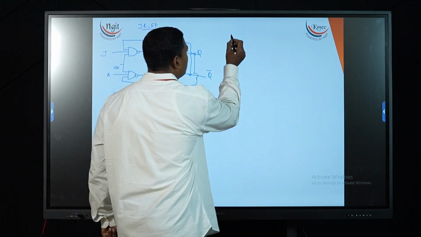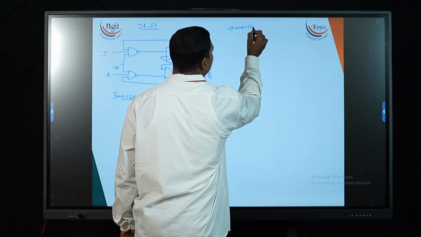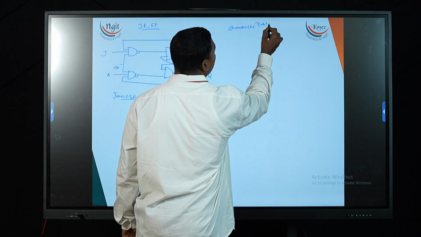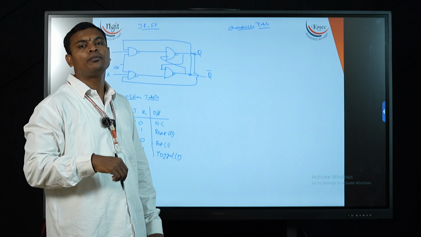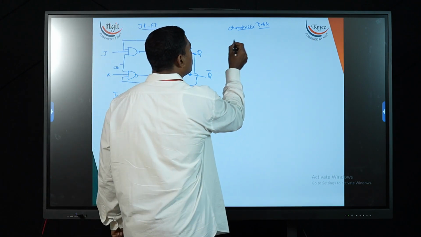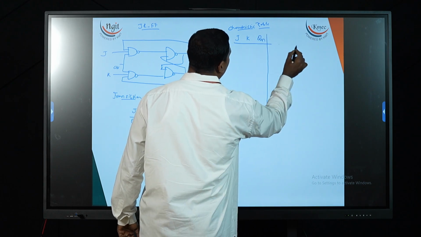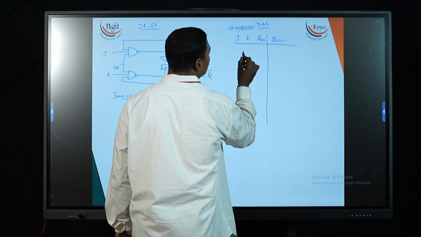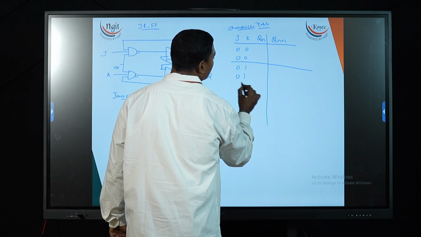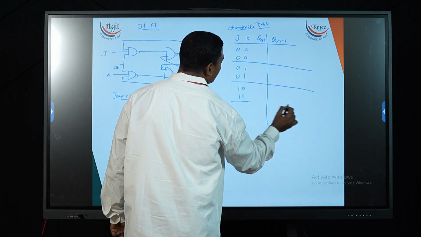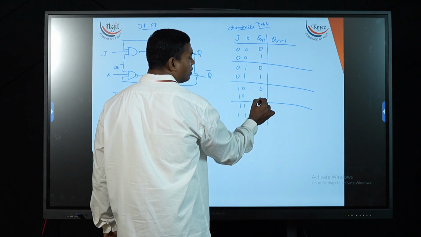Coming to the characteristic table. Now, characteristic table, why do we require it? To get my present state, that is, for what present state my next state is going to be represented. So along with J and K, I am going to have my present state and my next state values. So for 0 0, 0 1, 1 0, 1 1, the present state can be either 0 or 1 for each.